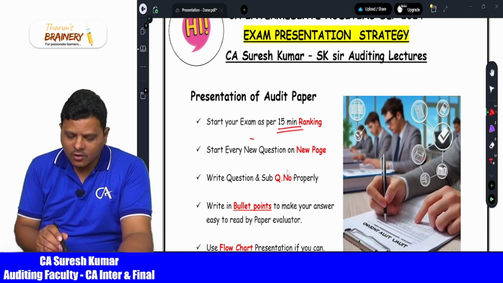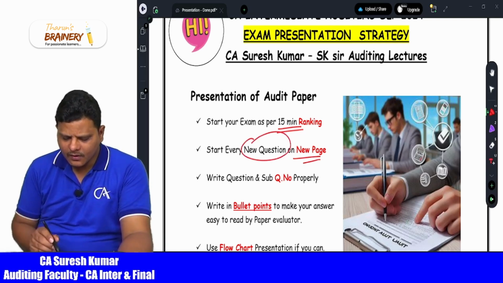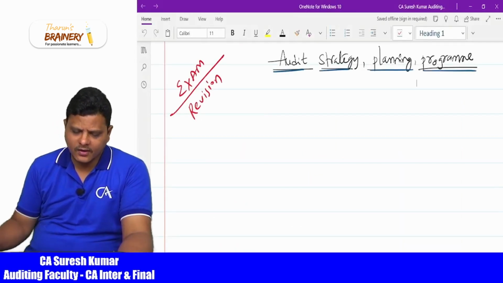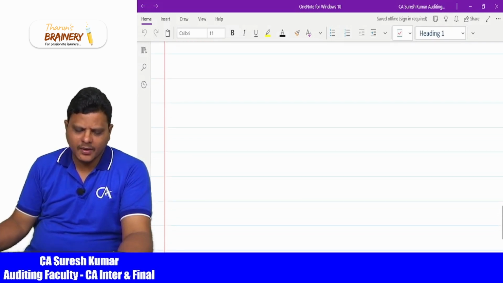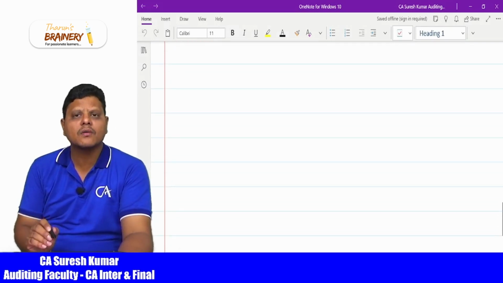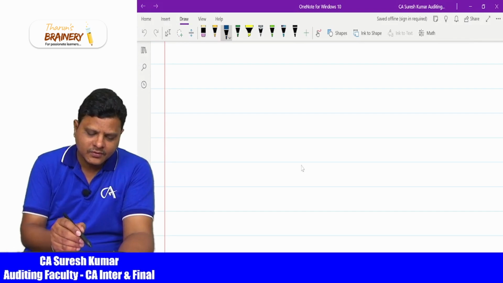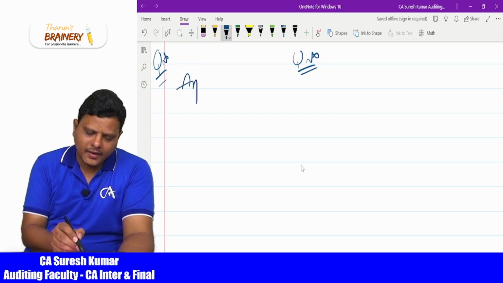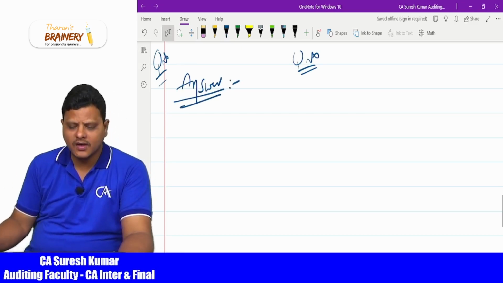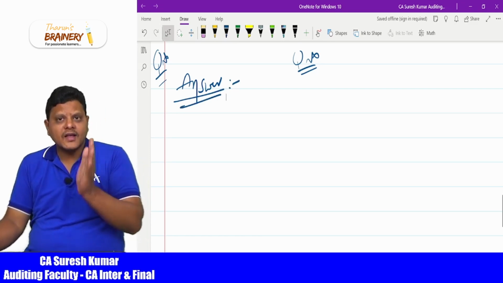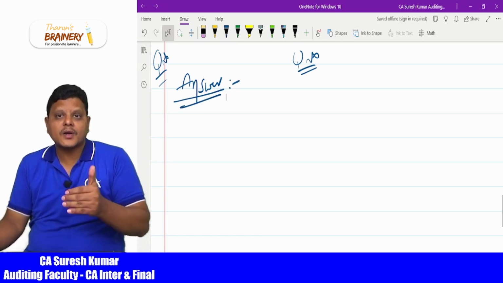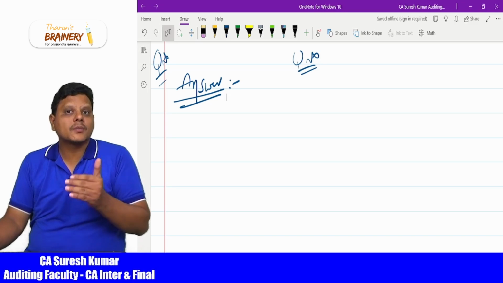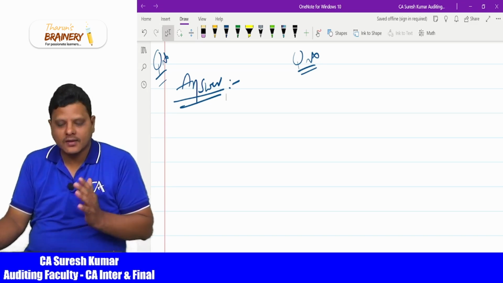Then start every new question on a new page. For example, you are writing your exam on one paper. Once a question is completed in a particular answer sheet, you write your question number here, and then you write your question number here also. Then start everything on the new paper. Start writing the answer for the given question. Please double underline it. Start the fresh question on a fresh page very clearly, so as not to confuse the paper evaluator about where you are starting and where you are ending.